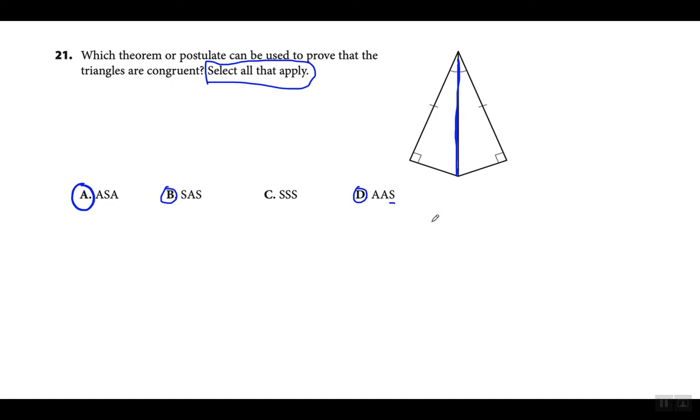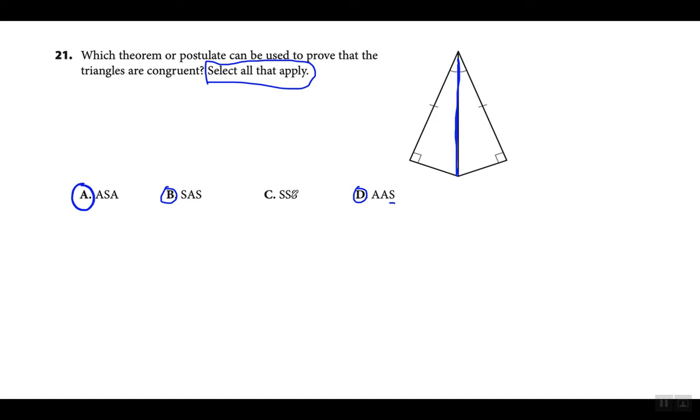Okay, así que ángulo, ángulo, lado sí está correcto porque tenemos este ángulo y este ángulo. Y el lado, para que sea ángulo, ángulo, lado, tiene que ser un lado que no está en el medio de estos dos ángulos. Así que ángulo, ángulo y el lado que los dos triángulos tienen en común. Y ángulo, ángulo y este lado.